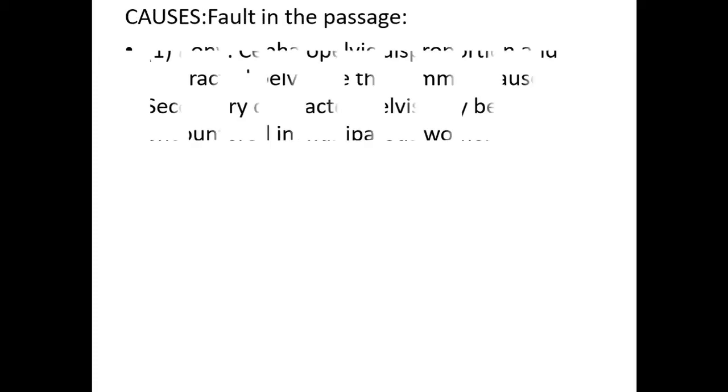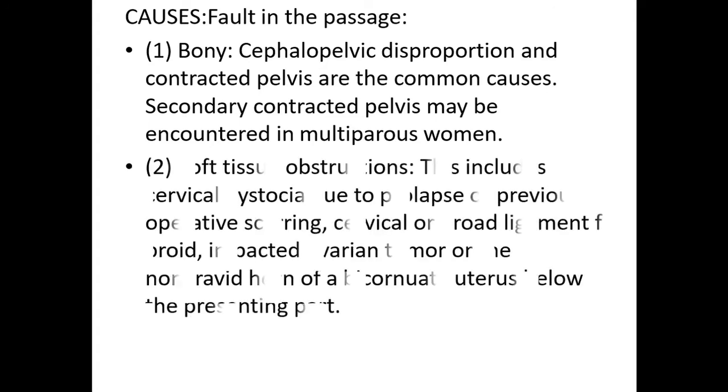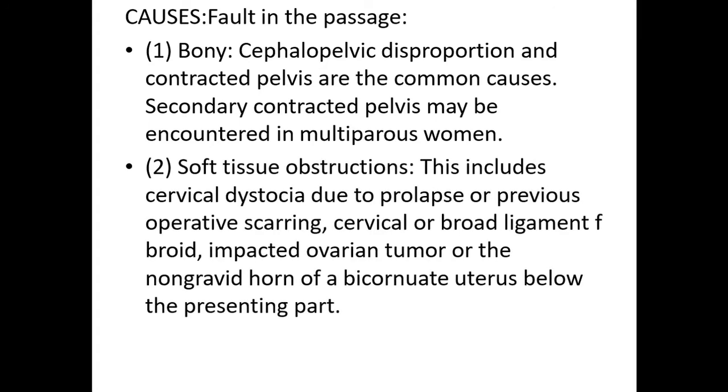Causes. We can see the fault in the passage. The first is the bony pelvis. The cephalopelvic disproportion and contracted pelvis are the common causes. Secondary contracted pelvis may be encountered in multiparous women. Then soft tissue obstructions. This includes cervical dystocia due to prolapse or previous operative scarring, cervical or broad ligament fibroid, impacted ovarian tumor, or non-gravid horn of the bicornuate uterus below the presenting part.